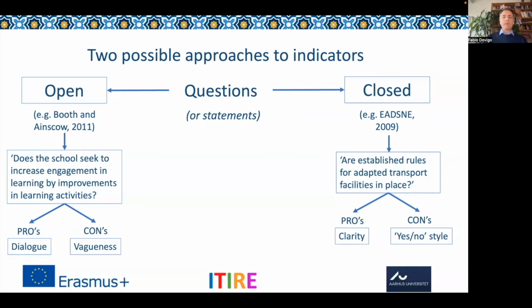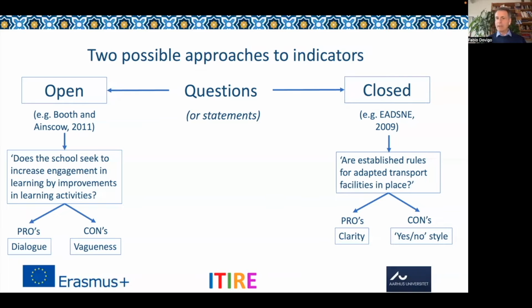An example of an open indicator, an open question, comes from Booth and Ainscow: Does the school seek to increase engagement in learning by improvements in learning activities? As you can see, this open question has some pros and cons. On the side of pros, we find dialogue. This open question can promote dialogue and conversation among those that are working on the evaluation of the services. But there are also some cons. Open questions tend to be vague or too general.